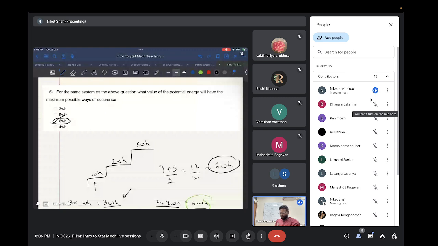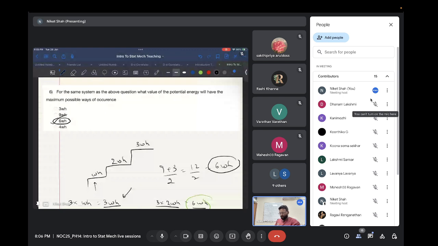What about the others? Say for 5 WH, let's see. 2 into WH plus 1 into 3 WH. So I'll choose one person, 3C1. So this is into 3. And this is also into 3, because this is also 3C1 only. So 5 WH has a total number of 6 possibilities, 6 possible ways.